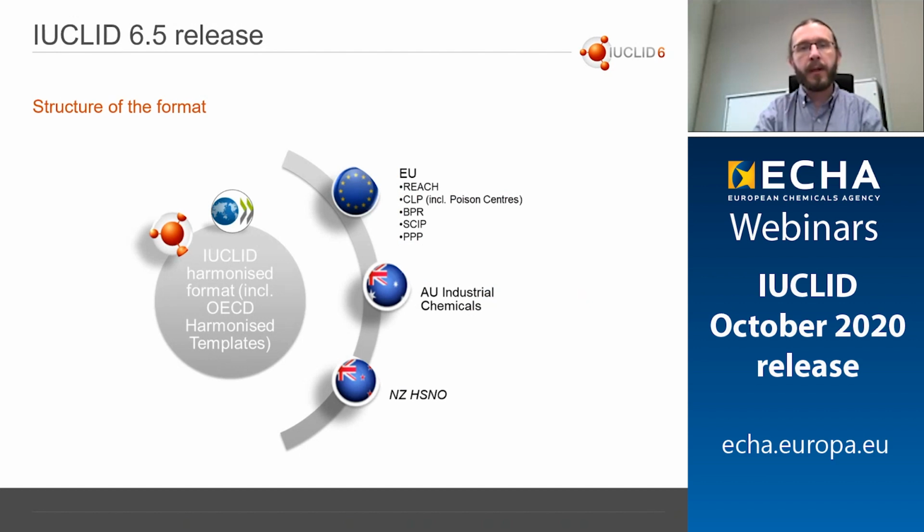Just a reminder, the way the format of Euclid is structured is the following. On the left side of the screen, you can see that some parts of the format of Euclid are harmonized at an international level. These are the so-called OECD harmonized templates, and also other Euclid documents that are used by all Euclid users. Then this format is extended to cover the needs of additional regulations. You can see on the right side at the European level, but also for Australia and New Zealand.